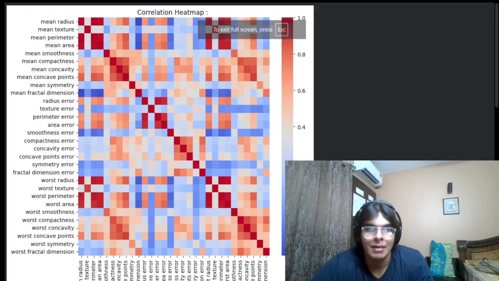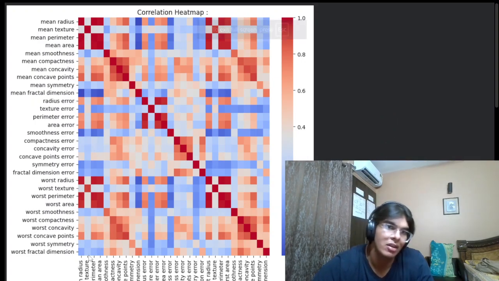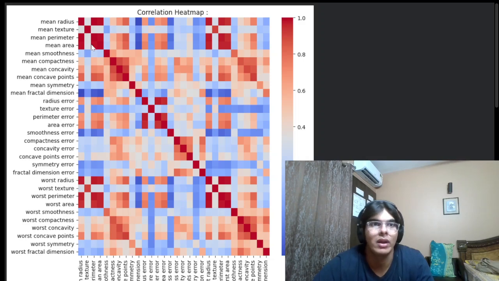Okay. For example, let's say that this mean radius and this mean texture are correlated. If they were correlated by whatever value, then we will have some value inside this white box here, or some value inside this red box. But since there were a lot of features, too many numbers here would be confusing, so I avoided writing them. You can try it out if you want to.